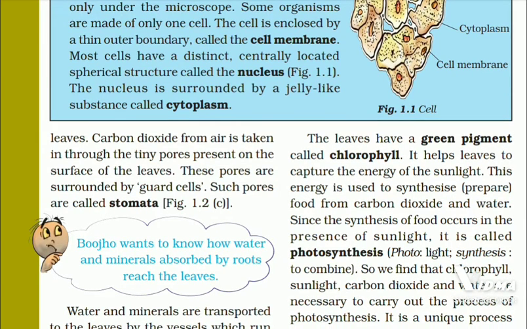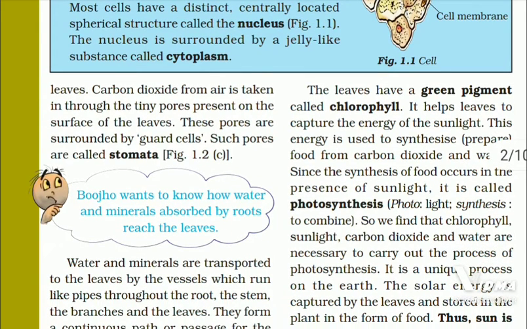Such pores are called stomata. Now these pores, these holes, are surrounded. In the neighborhood of these pores there are guard cells, and such holes or pores where guard cells surround the pores are known as stomata.